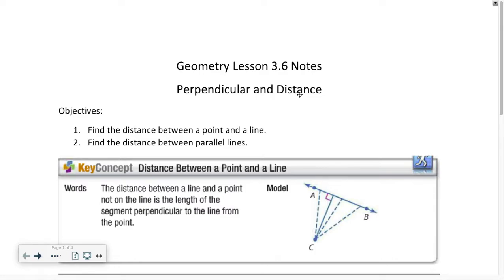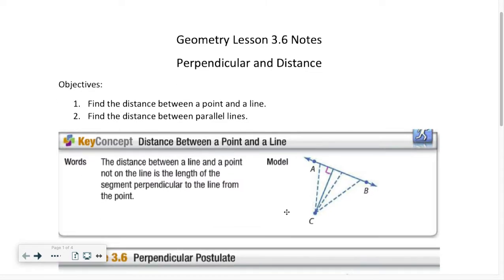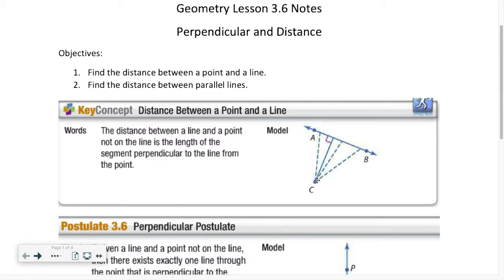lines. So key concept here, distance between a point, so in this example C, and a line AB. The distance between a line and a point not on the line is the length of the segment perpendicular to the line from the point. So that distance between C and AB, that's the length of that perpendicular segment.